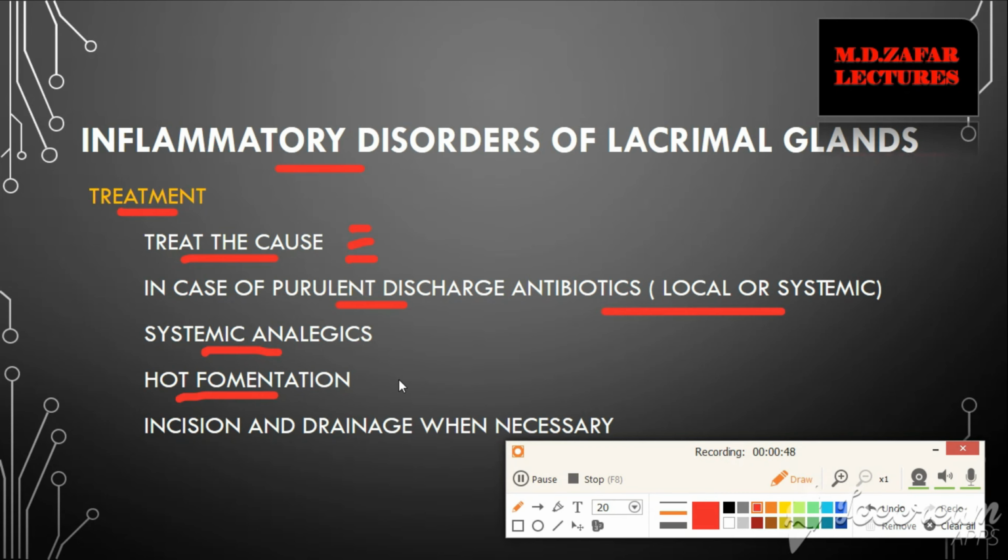Now, hot fomentation is a process in which a cloth is soaked in a material that is antiseptic, and it is placed over the specific part of the eye. It reduces inflammatory response. Then if it has surpassed all the medical treatment, then incision and drainage would be the necessary step to cure the problem.